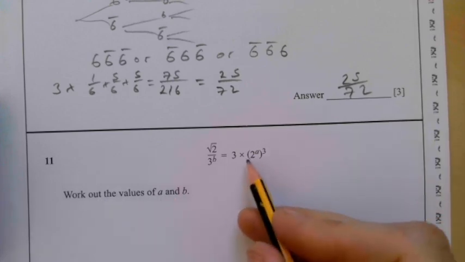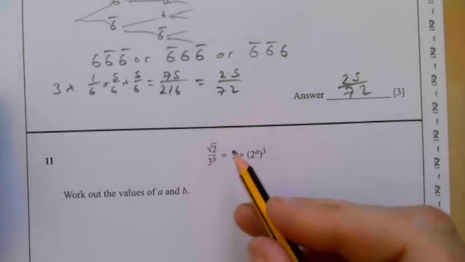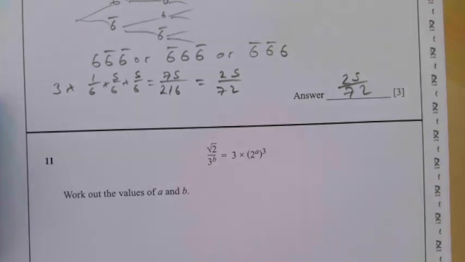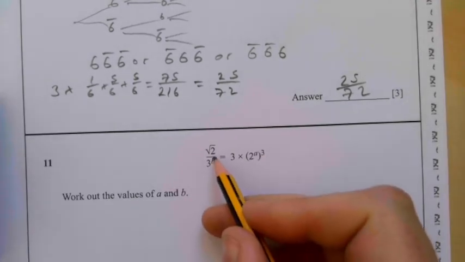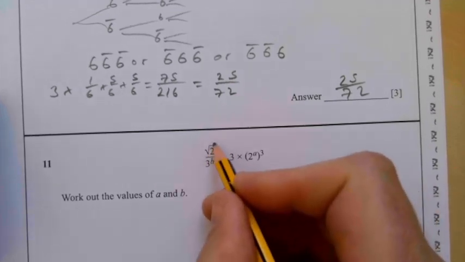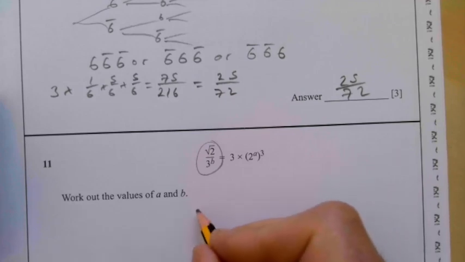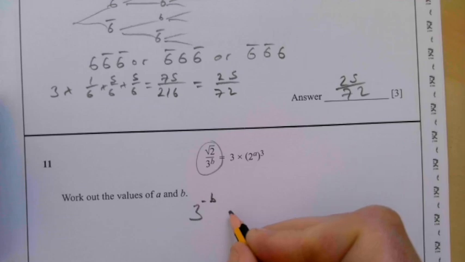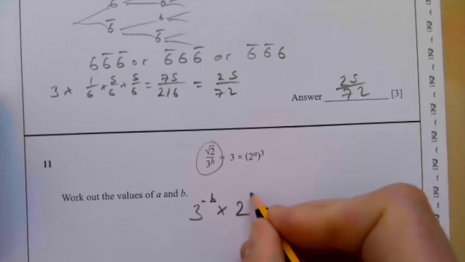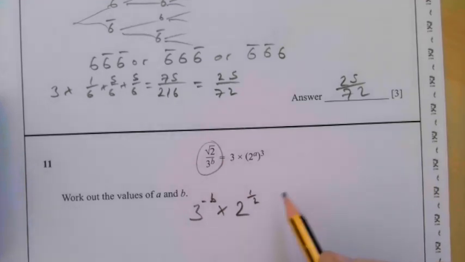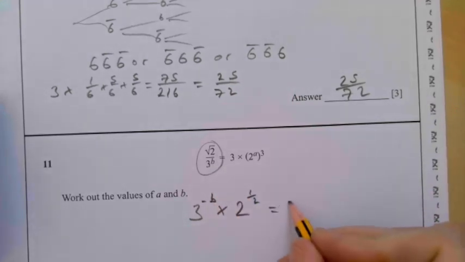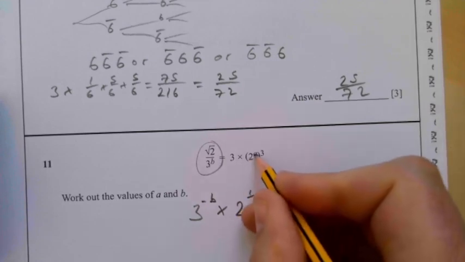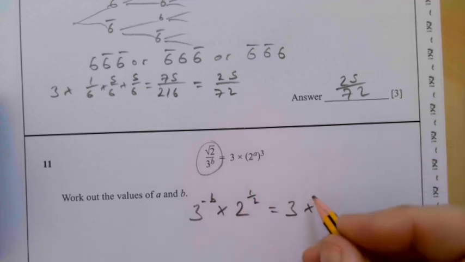Work out the values of a and b. So root 2 over 3 to the b equals 3 times 2 to the a, all cubed. So let's write these out and tidy them up a bit. If I rearrange this one, that's going to be 3 to the minus b multiplied by 2 to the power of a half. I hope that makes sense. Do you see where that's come from? I've taken the 3 to the b up to the top and changed the power to minus, and that equals 3 times 2 to the a, cubed.